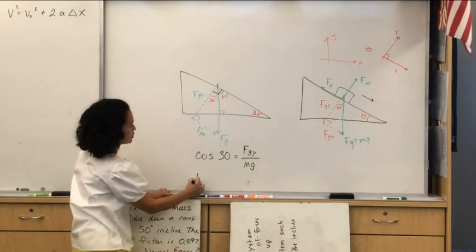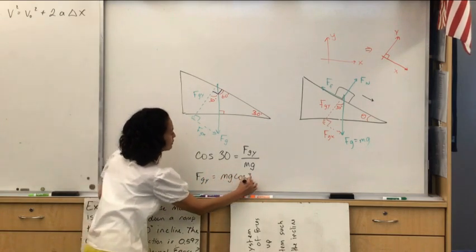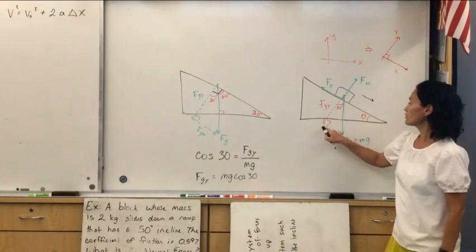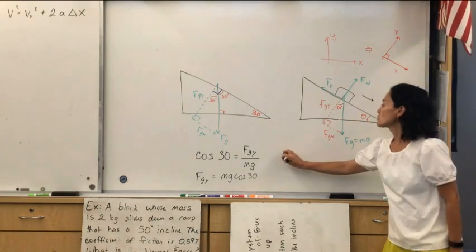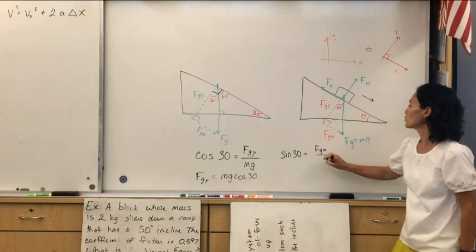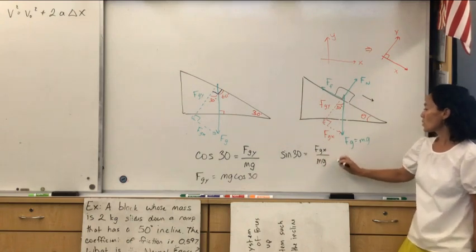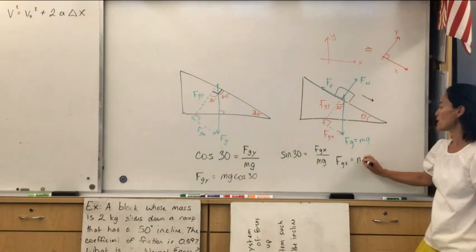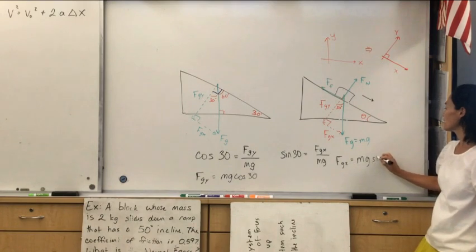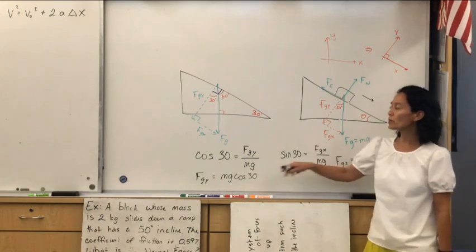This means that FGY is actually equal to MG cosine of 30. And now if I did the same for FGX, FGX is opposite that angle. So sine of 30 is going to equal FGX over my FG, this piece here, which is just MG. So FGX is equal to MG sine of 30. And we're going to see this relationship a lot with objects on an incline.